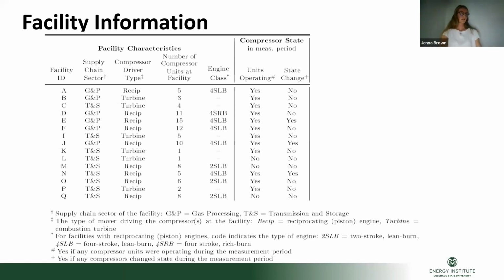So this is a little bit of background on the facilities that we had enrolled in the program. We had some facilities in the transmission and storage sector and others in gas processing. We had compressors that were either recips or turbines, and there were anywhere from 1 to 15 compressors at these facilities.